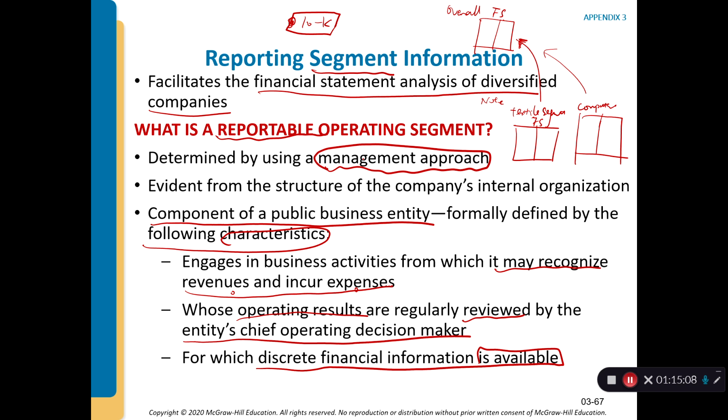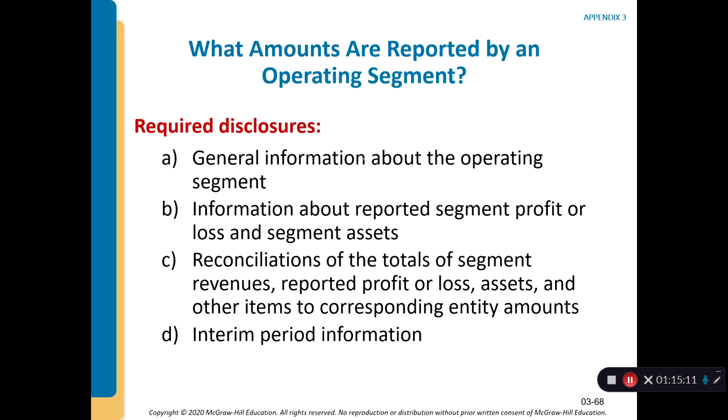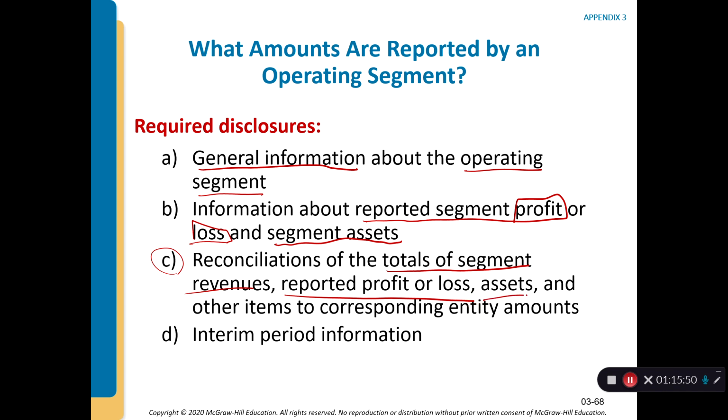segment financial statements. So if you are required to report separate or supplementary segment reports, then you should first disclose what the segment's business is and what its operating business is, and the information about the reported segment, whether it is profitable or incurs losses, and how much the segment assets are. You also have to provide a reconciliation of the total segment revenue and reported profits or losses, assets and other items with the entity's corresponding amounts, and also interim period information as well.